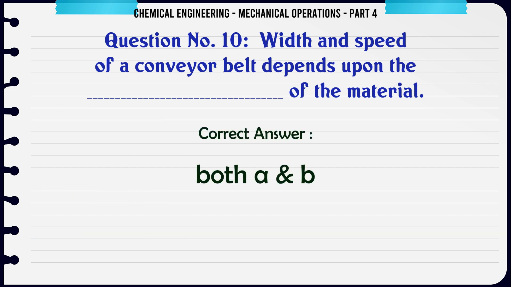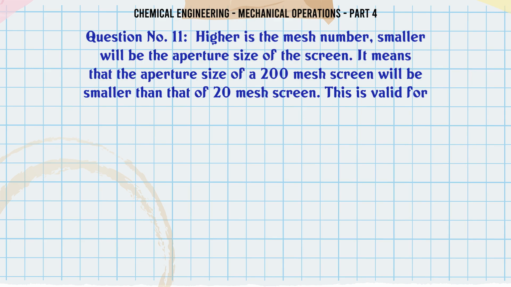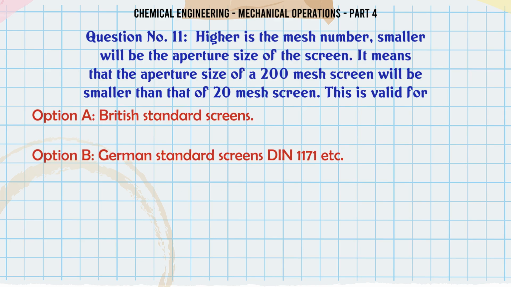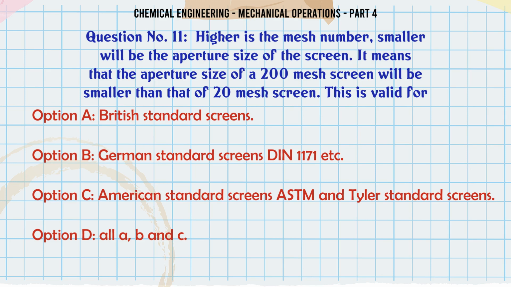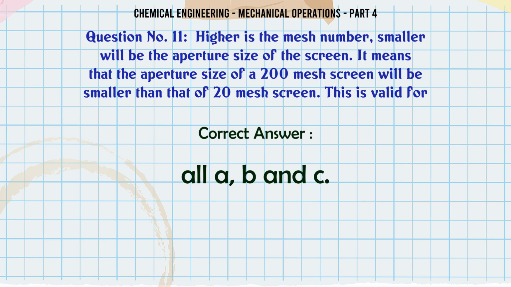Higher is the mesh number, smaller will be the aperture size of the screen. It means that the aperture size of a 200 mesh screen will be smaller than that of a 20 mesh screen. This is valid for A. British standard screens. B. German standard screens DIN 1171 etc. C. American standard screens ASTM and Tyler standard screens. D. All A, B, and C. The correct answer is all A, B, and C.